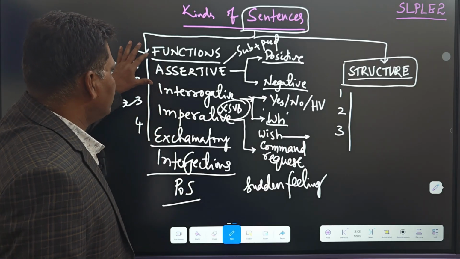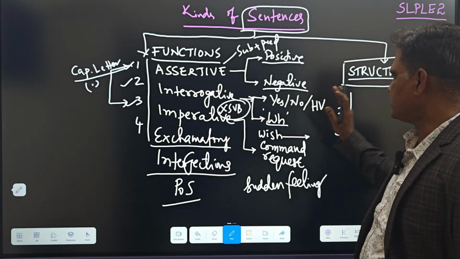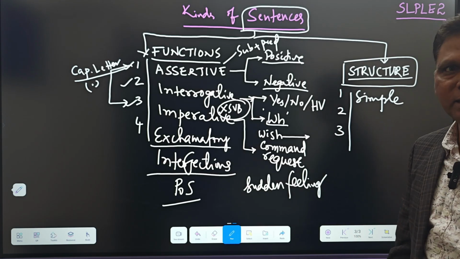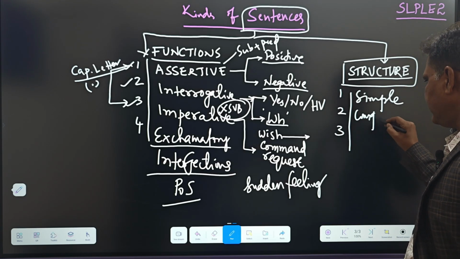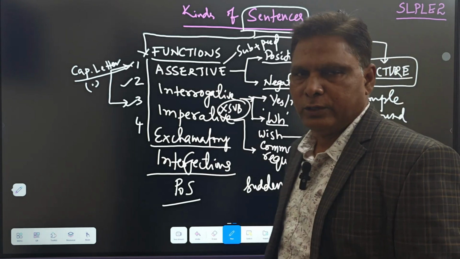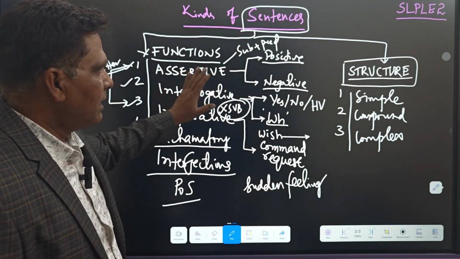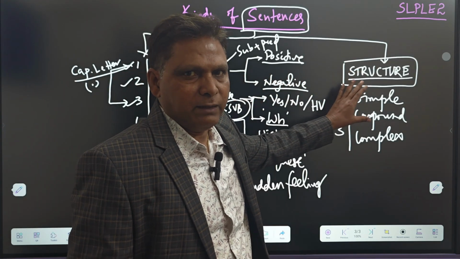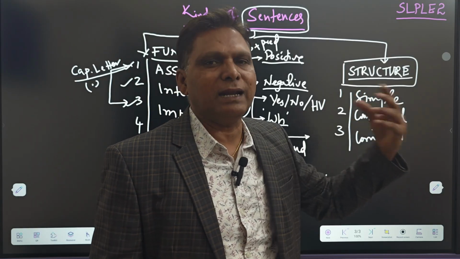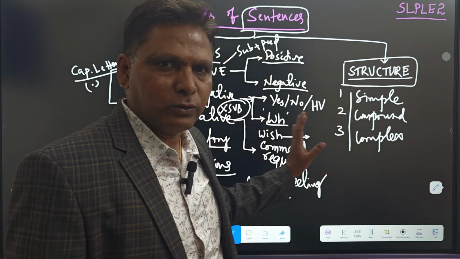And after understanding this one, we'll have to move to this side. Sentence based on structure is also divided into 3 types. One is simple sentence, the other is compound sentence, and the last one is complex sentence. So kinds of sentences are 4 types based on function, and they are also divided into 3 types based on structure. To understand this a little bit deeply, we'll have to go to further classes, but for now let us just know that sentence is divided into these 2 categories.